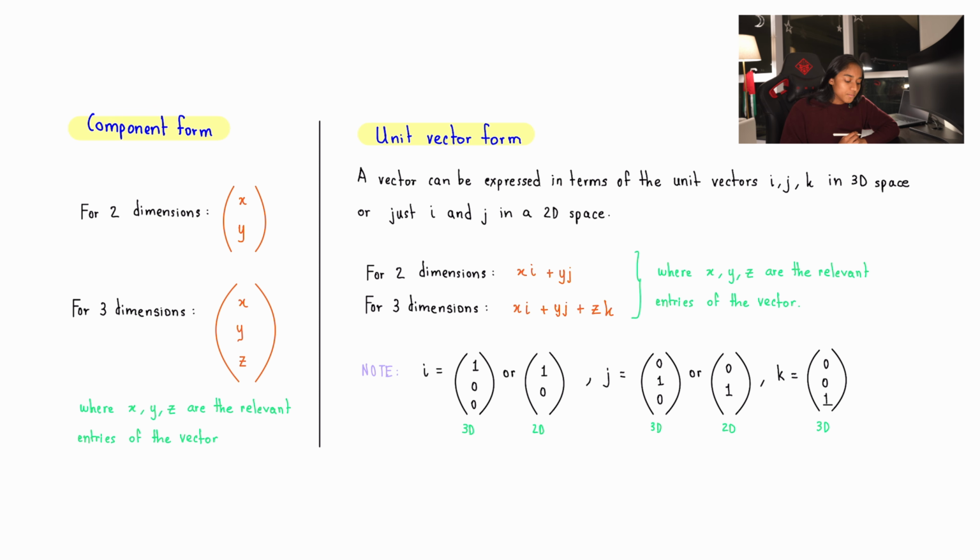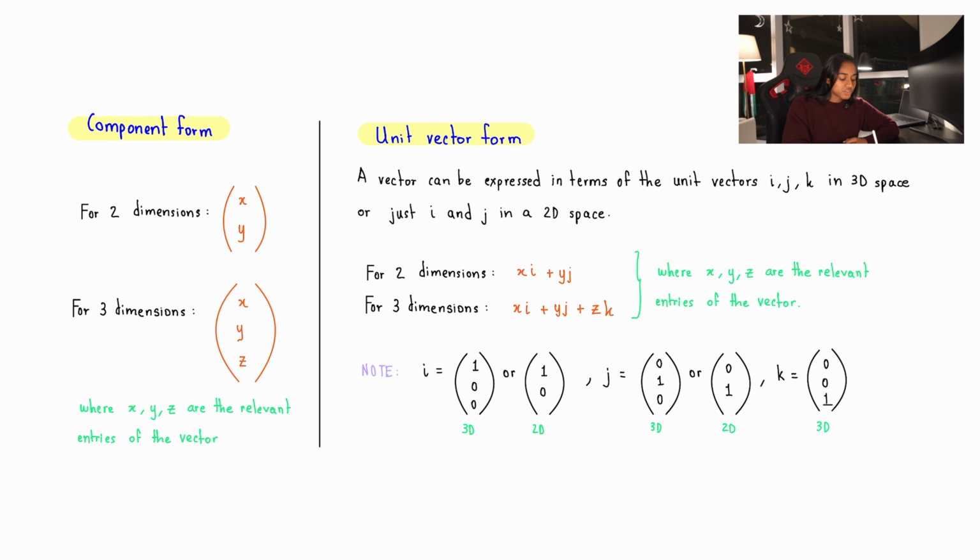Now for unit vector form, a vector can be expressed in terms of the unit vectors i, j, and k in 3D space. And if we had 2D space, we would have i and j, all right? So for 2 dimensions, we have xi and yj. And for 3 dimensions, we have xi plus yj plus zk. This would be the 3rd dimension, right? So what exactly is i, j, and k? These are called unit vectors, which we will go through in a couple minutes.